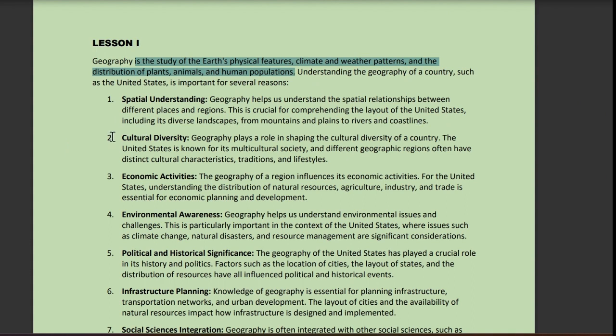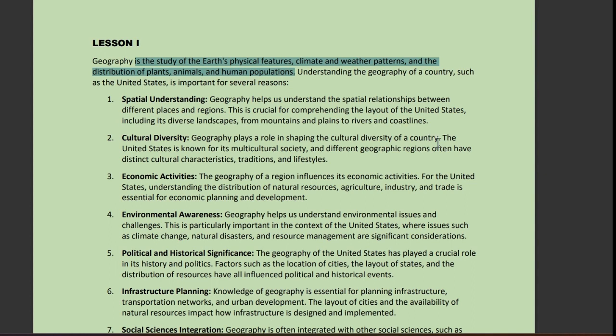First reason, spatial understanding. Geography helps understand spatial relationships between different places and regions. This is crucial for comprehending the layout of the United States, including its diverse landscapes, from mountains and plains to rivers and coastlines.